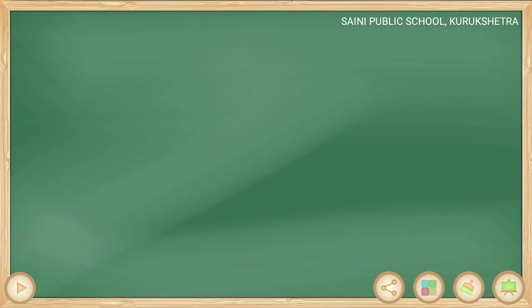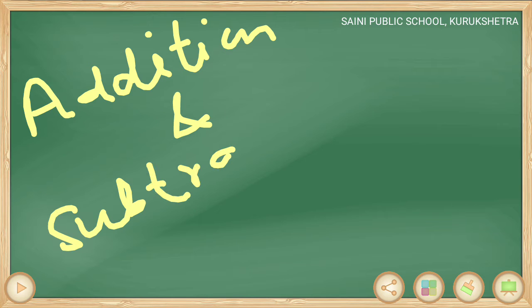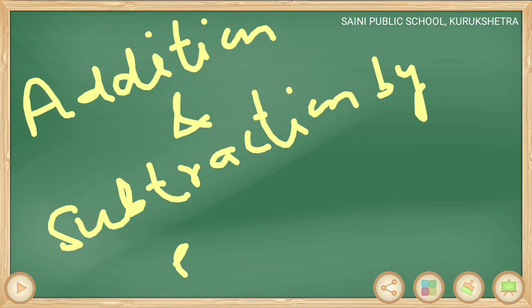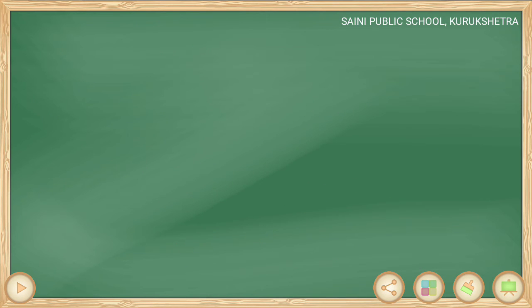Good morning, students. Today our topic is addition and subtraction by estimation. Estimation means rounding off given numbers. First of all, we will round off the given numbers and then we will find their sum and difference. So let us start with the help of an example.